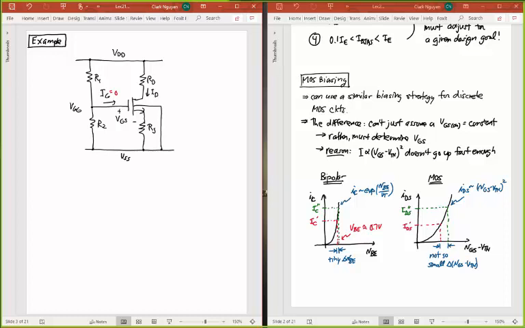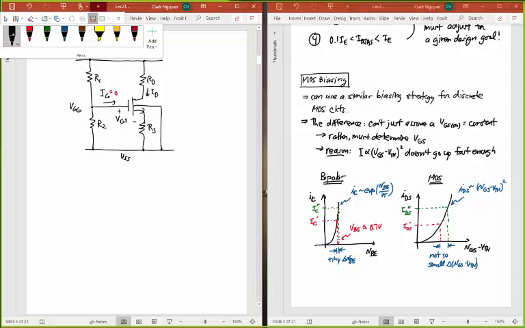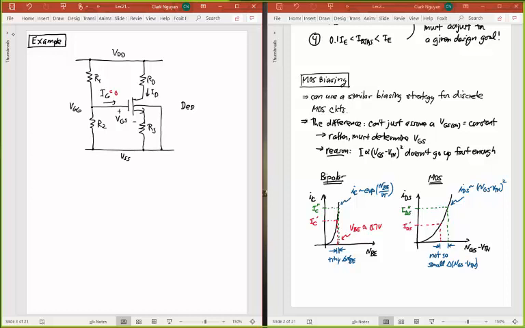So I could specify a circuit and then say get the DC operating point, but instead, just to show you some design, let's go ahead and design this. Let's say that we want to design for a certain drain current. So for this example, let's design for a drain current of 100 microamps.